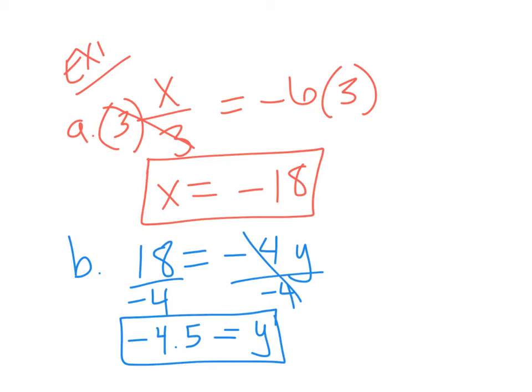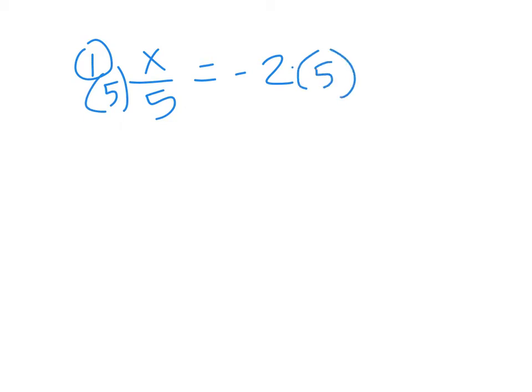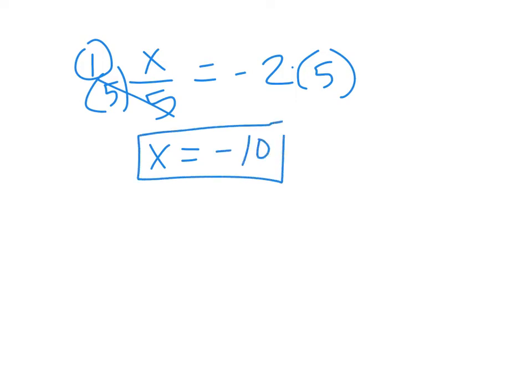Good? All right, grab a piece of paper. On number 1, x over 5 equals -2. Please show your work on your papers. All right, so this is what kind of math? So we're going to do multiplication. So times 5, times 5. So those cancel. I'm left with x. What's -2 times 5? Very good. -10.